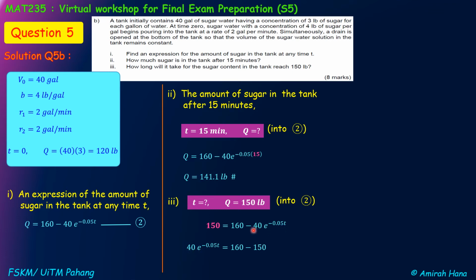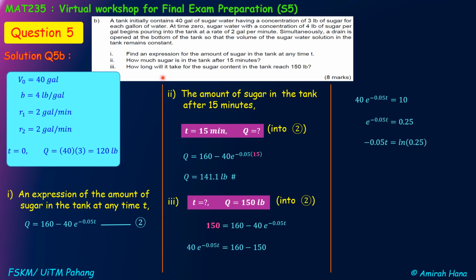After that, we move negative 40e to the power of negative 0.05t to the left hand side. So we have positive 40e to the power of negative 0.05t equals 160 minus 150. After that, we have 40e to the power of negative 0.05t equals 10, and then e to the power of negative 0.05t equals 10 divided by 40, which equals 0.25.